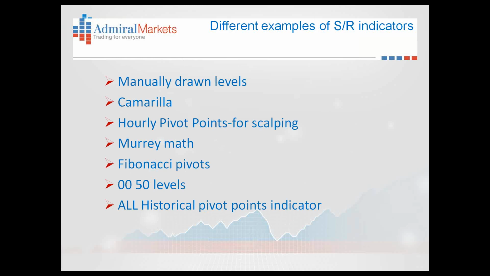So, different examples of SR indicators: manually drawn levels, Camarilla, hourly pivot points, which are used for scalping, Murray Math, Fibonacci pivots, 0 and 50 levels, and all historical pivot point indicators. If you use indicators for drawing support and resistance lines, you always need to try to find ones with the historical prefix, for example historical Camarilla, because those are indicators best used on higher time frames.